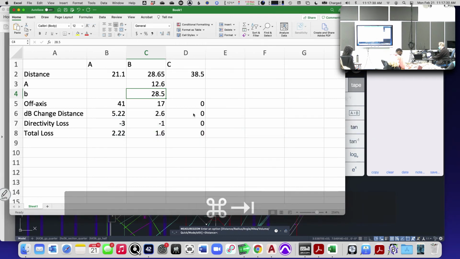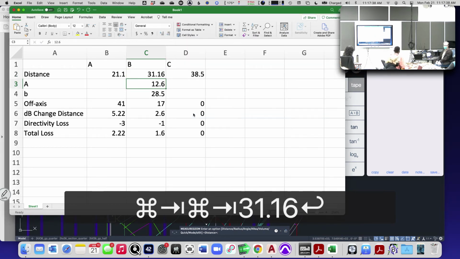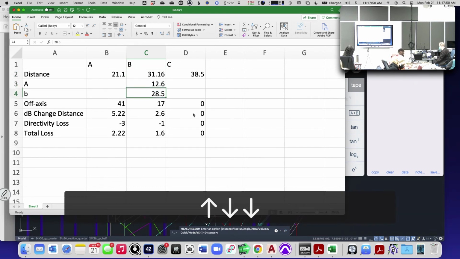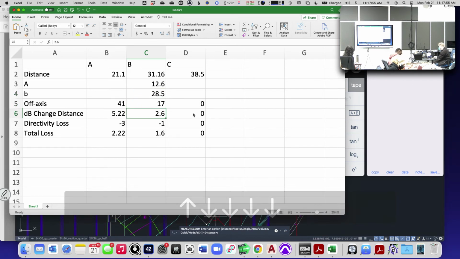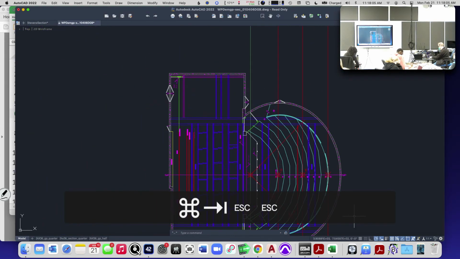So it's not 28.65. It is 31.16. Now, in reality, that's not a huge difference sound-wise. We're not going to get a ton of difference dB-wise there. But we at least now have the actual distance. And we can compare that from a distance point of view, dB loss over distance. We can compare that from seat, well, what would be our new seat C if it existed?